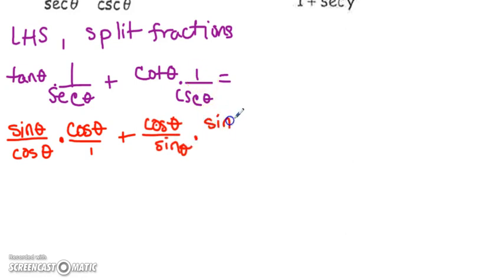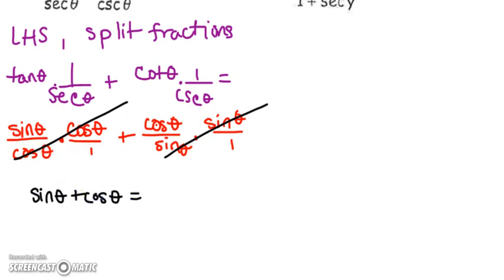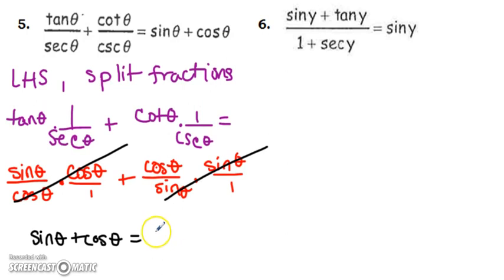Cosecant, that's sine. Oh, please tell me some nice stuff happens. Ooh, cosines go away. Sines go away. Sine of theta plus cosine of theta. Is that what I wanted? That'd be so cool, and it is. Look at that. Done.